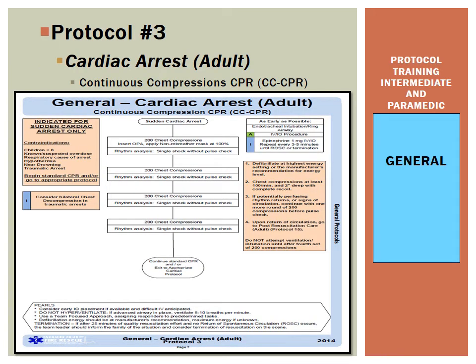All right, protocol 3 is our cardiac arrest adult protocol, and there's something new in this protocol, continuous compression CPR, CC-CPR. This protocol starts off with a patient in sudden cardiac arrest. We're going to immediately go to 200 chest compressions, which is 2 minutes of CPR, 100 compressions a minute. We'll insert an OPA, and we're going to apply a non-rebreather mask at 100% oxygen. Rhythm analysis and a single shock without pulse check, and then continue on with 200 chest compressions, rhythm analysis again.